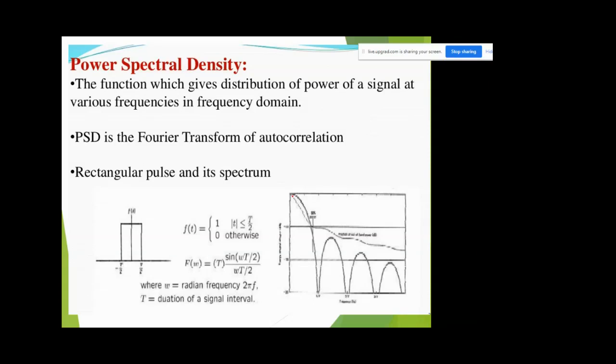Let us consider the PSD. The PSD, the power spectral density, is the Fourier transform of the autocorrelation function. So what does autocorrelation function mean? The first word is auto and the second word is relation.